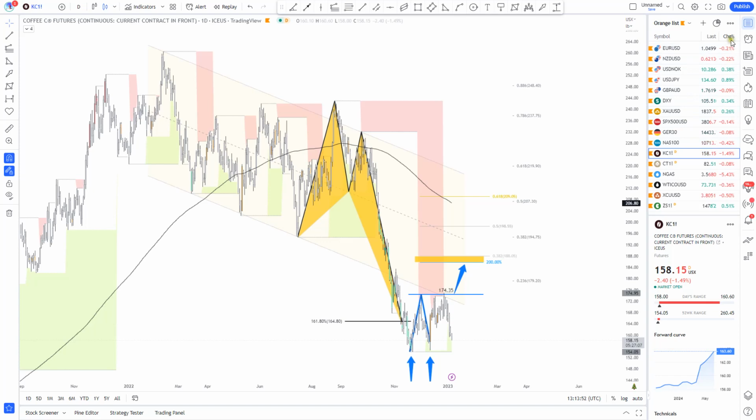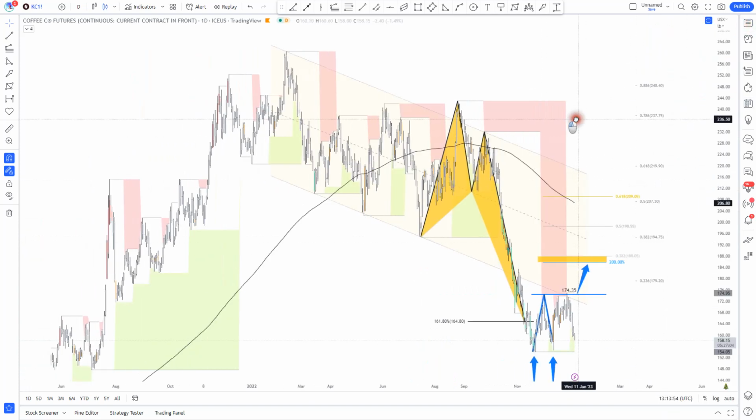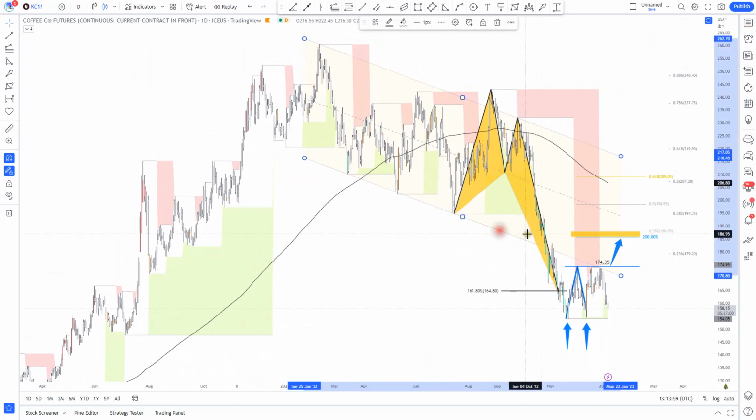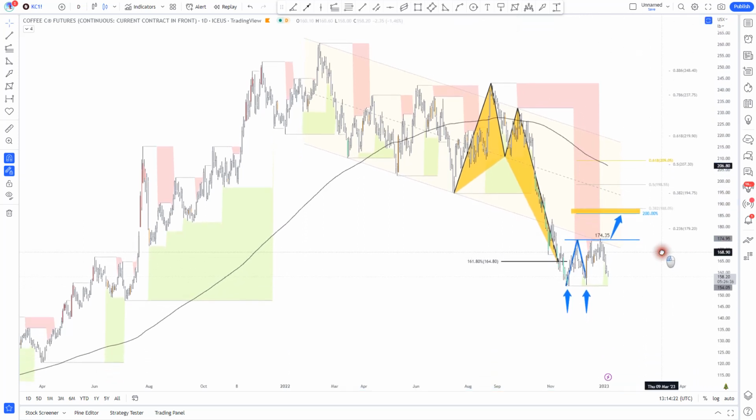One of my favorites, coffee. It failed me on some patterns that I had projected before, right below this support level. I was expecting a bounce after that. It did not happen, so the market keeps trading lower, and we are now moving sideways inside this kind of bearish flag pattern, if I may say.